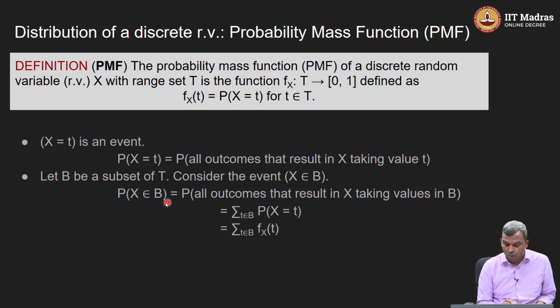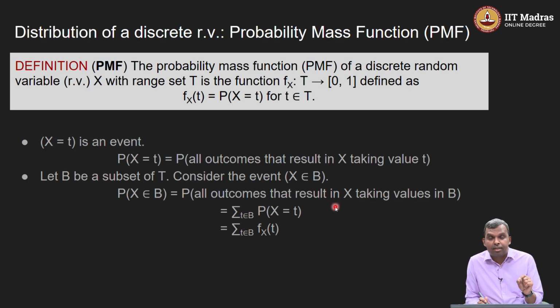The definition goes in a very simple way like this: the probability that X belongs to B is the probability of all outcomes that result in X taking values in B, and that is nothing but the summation over all t belonging to B of the probability that X equals t. Notice this B here, it is not the whole T. That is simply the PMF added over all the values in B. So, the PMF I have defined for values in the range, if you sum it up over all values in B, you get the probability that X belongs to B. So, what am I trying to convey here?